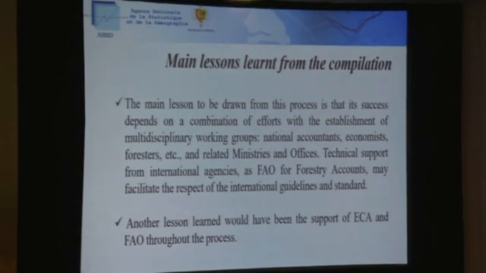We have two main lessons learned from the compilation of supply and use tables. First, the success of this process depends on a combination of efforts, with the establishment of multidisciplinary working groups: national accountants, economists, forests, and related ministries and offices. Technical support from international agencies such as FAO for forestry accounts may facilitate respect of the international guidelines and standards. Another lesson learned would have been the support of the Economic Commission for Africa and the Food and Agriculture Organization throughout the process.